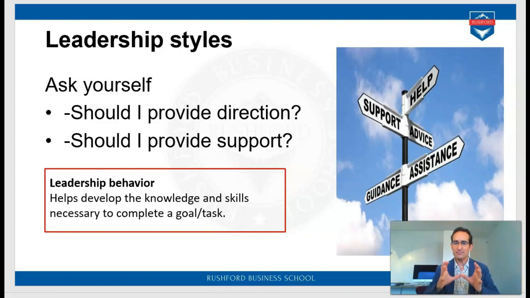Okay, so it is important that this flexibility integrates these two concepts. Do I have to direct or do I have to support? So you have to be flexible and you have to move yourself quite easily between these two extremes, direction and support. So therefore, the leadership behavior helps to develop the knowledge and skills necessary to complete a goal or a task.